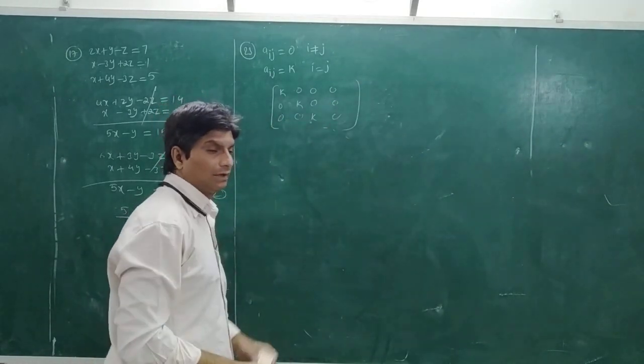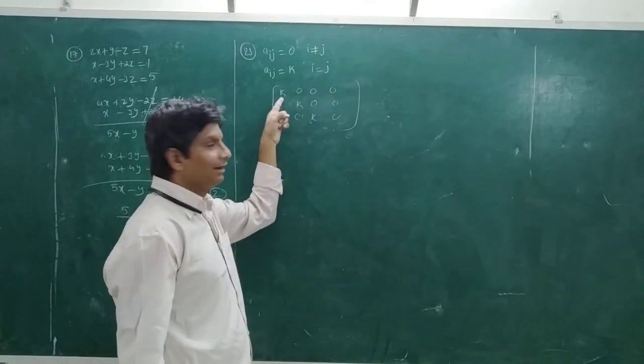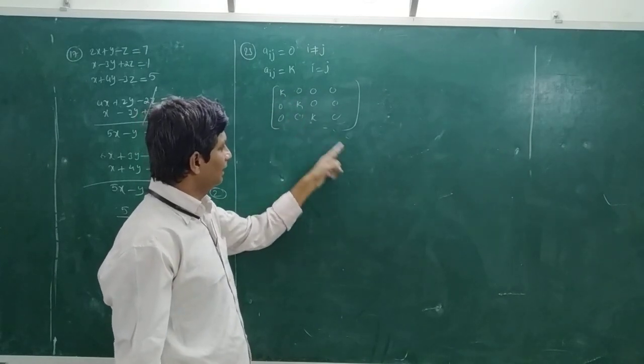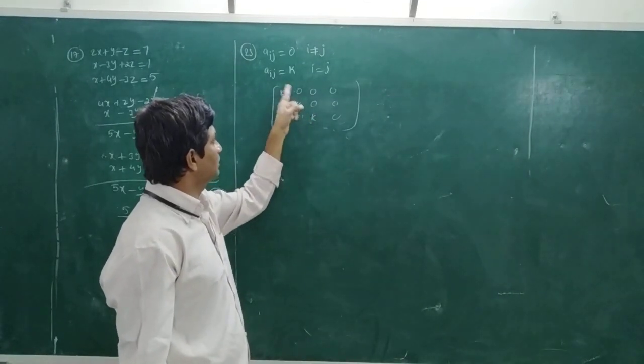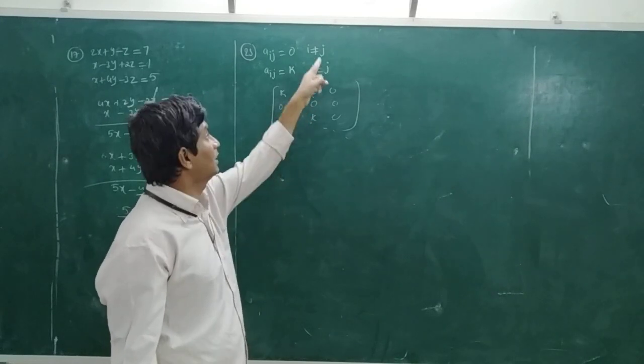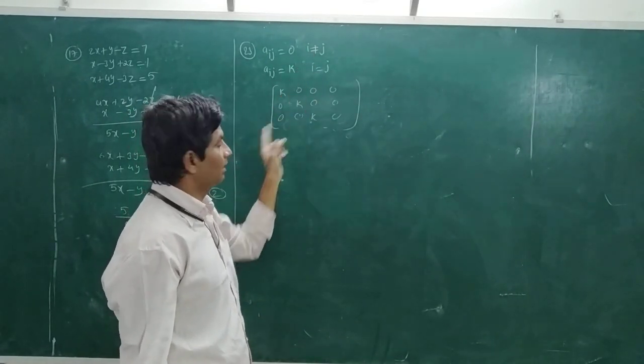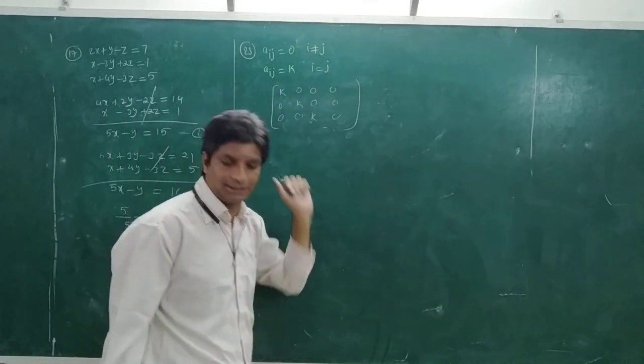So this is A11, A22, A33, and so on. These are the first row, first column, second row, second column elements. Position of the row and position of the column are equal. In such case, the remaining elements are all zeros. What type of matrix is this?